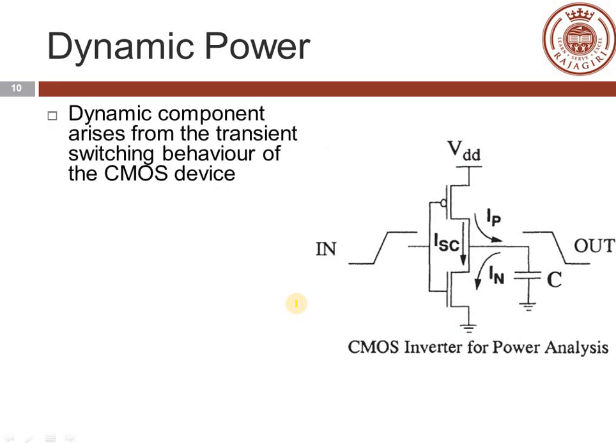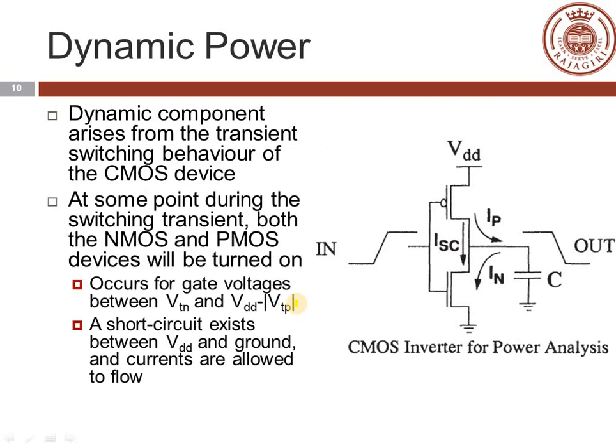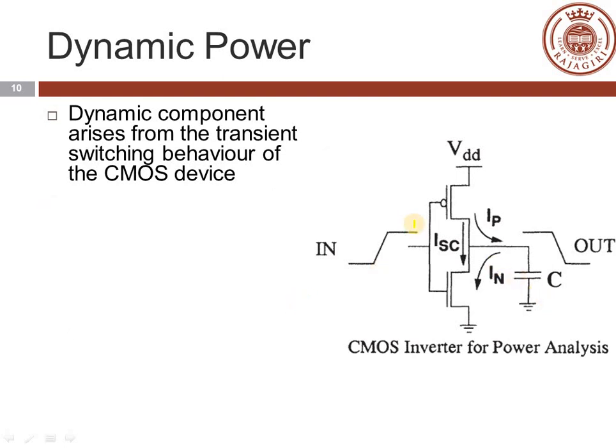Now, the dynamic component of power arises from the transient switching behavior of the CMOS device, that is, between low and high or between high and low. We have an inverter circuit on the right-hand side. If the input is at ground level or low level, the PMOS will be on and the NMOS will be off. So VDD will be connected to the load and the output will have a high level.